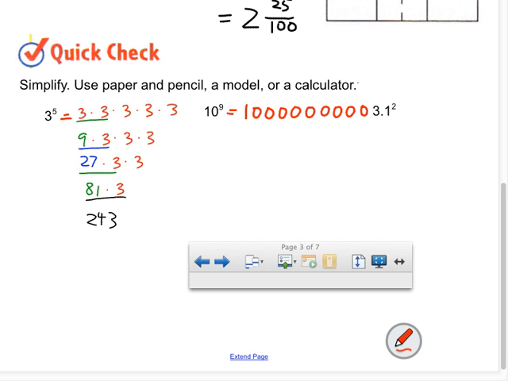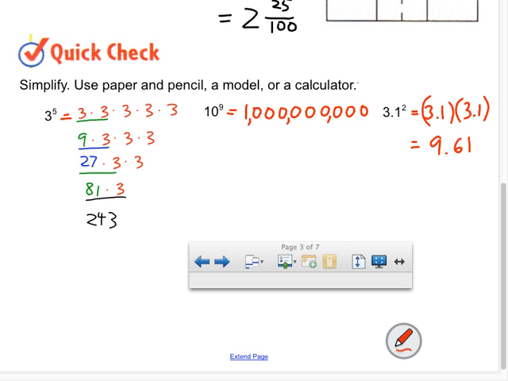And does anybody know what number that is? 1 billion. Okay. And then this one right here, if we expand that, what do we get? 2nd power means you're multiplying it to itself. And what did you guys get for that answer? 9 and 61 hundredths. That's what you guys got, right?